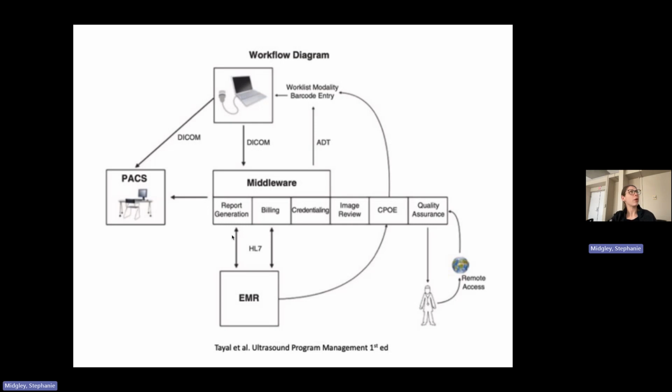So just a quick look at how this workflow, or this middleware, works. Essentially, for most programs right now, you go into your EMR, you put your order in, you go to your machine, and you pull up your work list. You don't need a middleware to have the work list. That's something your PACS IT people can just build for you. The way our people do it is that they query anything that says ultrasound POC order and put it into a specific work list, and that's what shows up on the ultrasound machine.